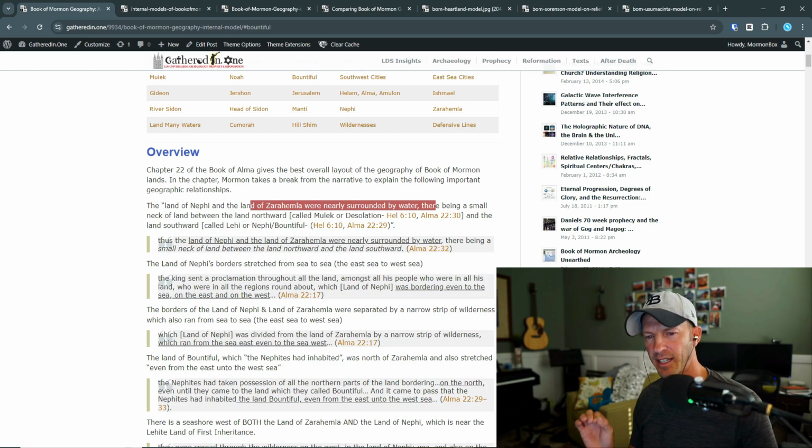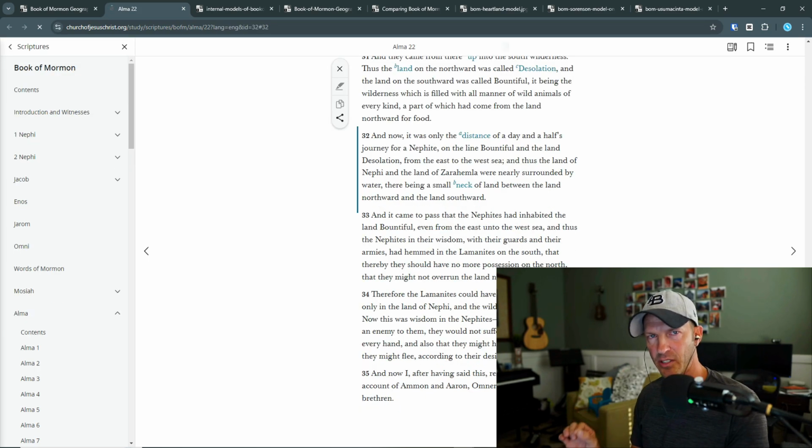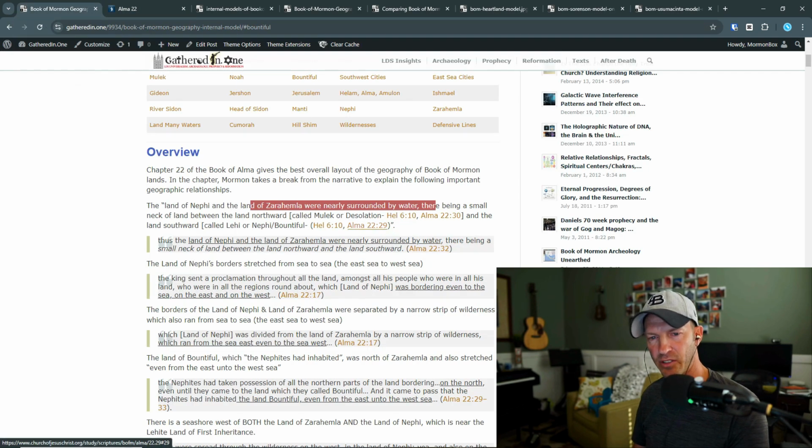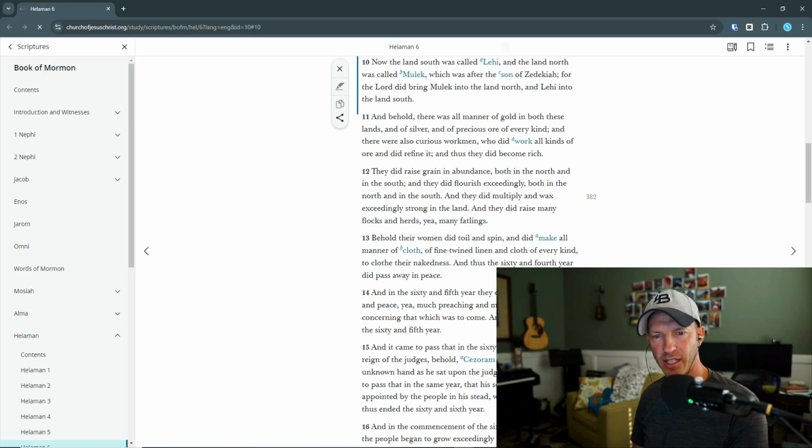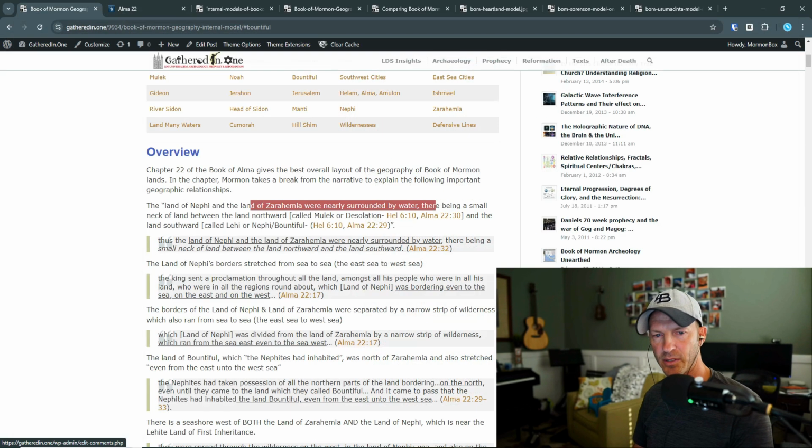I hope you'll come in here and actually click on these scriptures, go to them, and realize these are absolutely direct quotes. Just go through and read the actual scriptures. I'm not making anything up here. I'm doing direct quotes from the text, and they're all referenced so that you can easily go directly to them. So when I talk about the fact that the land south was called Lehi, and the land north was called Mulek, after the son of Zedekiah, these are all direct quotes. So follow along if you'd like to.